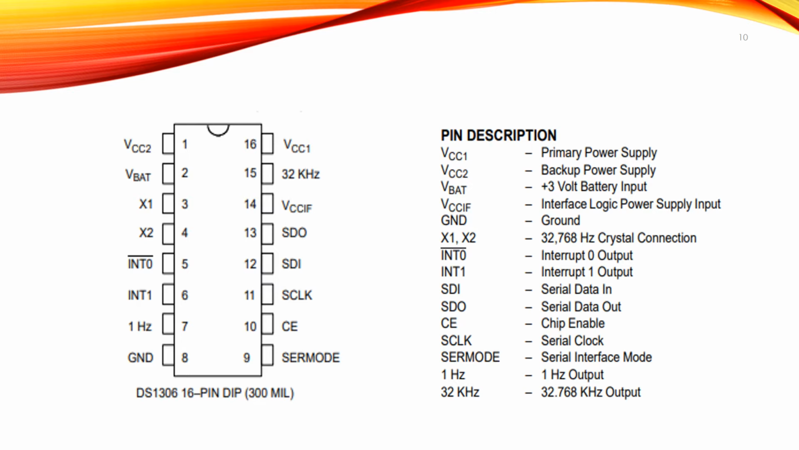Then SCLK is the serial clock input pin, used for the serial clock to synchronize the data transfer between the DS1306 and the microcontroller. Then 1 Hz, this output pin provides a square wave frequency. DS1306 creates the 1 Hz square wave automatically. To get this 1 Hz frequency to show up on the pin, we have to enable the associated bit in the DS1306 control register.